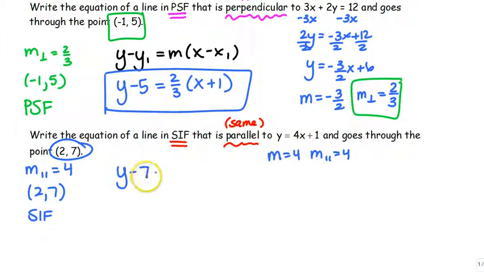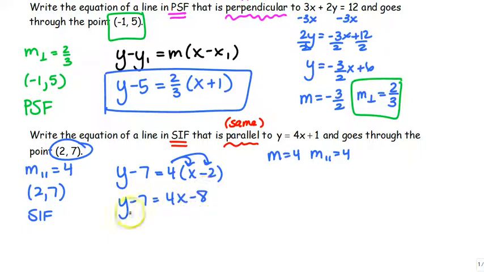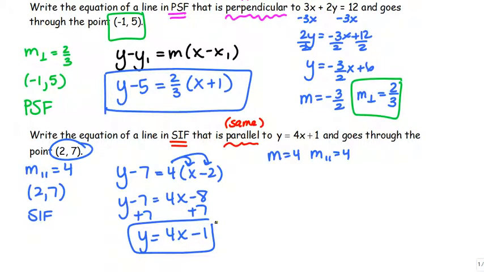Y minus your y1 of 7 equals your slope of 4, x minus x1 of 2, distribute, and we get 4x minus 8. We add our 7 over, and we get y equals 4x minus 1. Don't forget, you have to pay attention to what form it's talking about. Slope-intercept, point-slope. That's going to tell you where you need to stop. And that is your review for now.